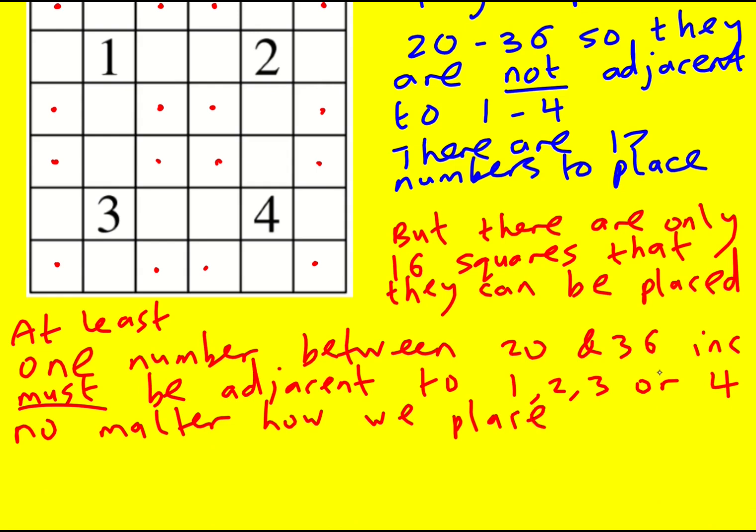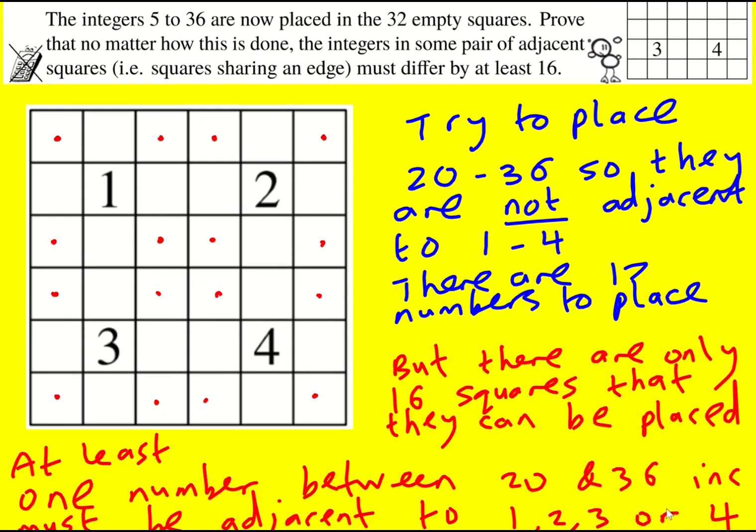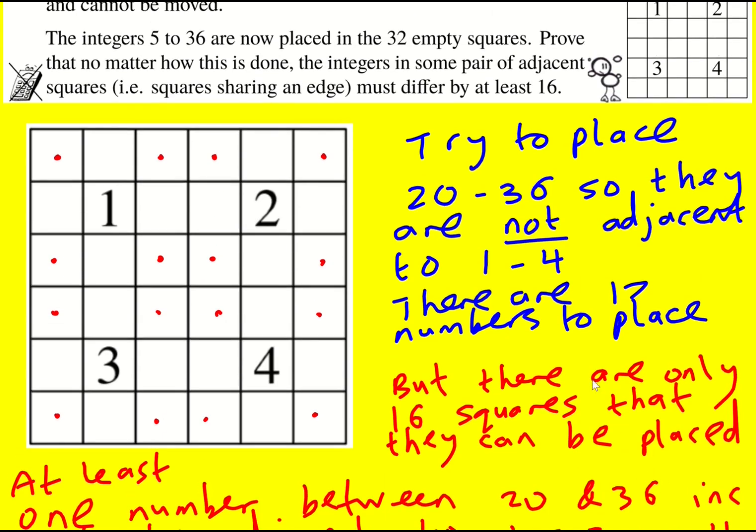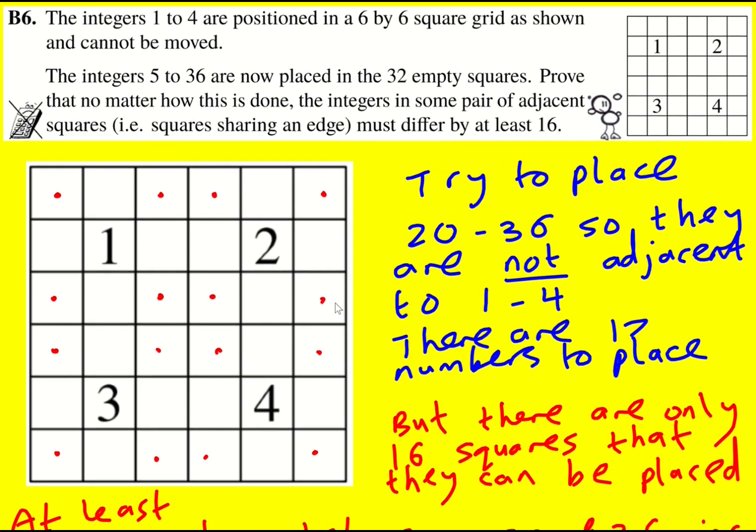We've tried to place it to avoid it, but there's only 16 places where we can put them. There's 17 numbers, so it's not possible. One of them must end up next to 1, 2, 3, or 4, which will give this difference of 16. As long as you can explain that, argue it, quite a short argument, that is how you solve this question. Well done.